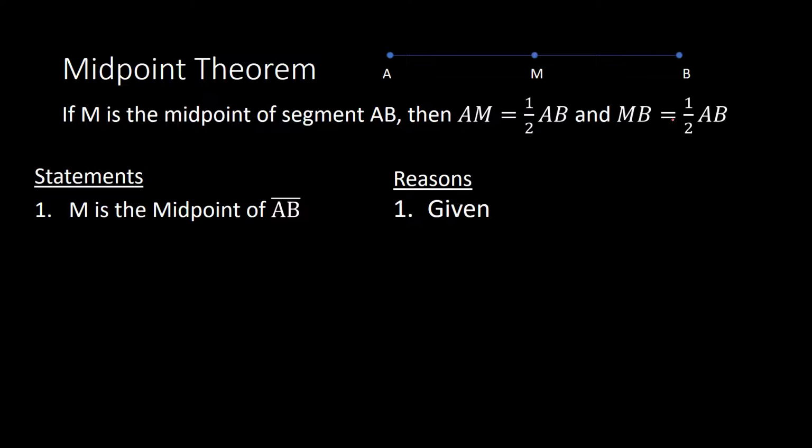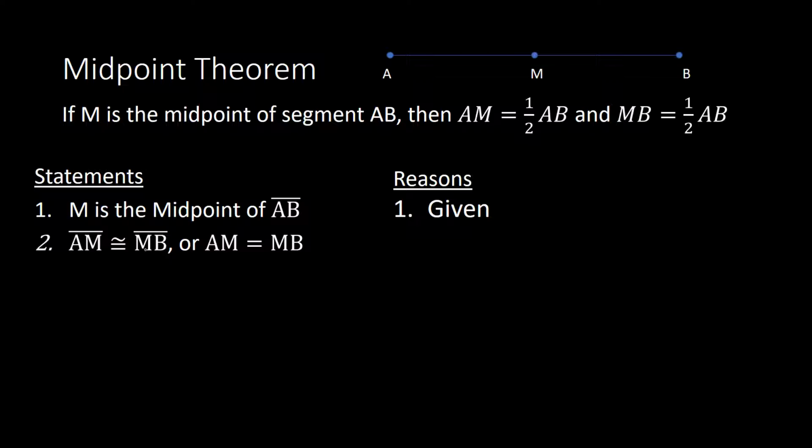Now, when you're proving something, a great place to begin is by using the given information. So if we know that M is the midpoint of AB, what does that tell us? Well, we just stated the definition of midpoint. So based off the definition of midpoint, we can logically conclude that the segment AM is congruent to segment MB, or the length of AM is equal to the length of MB.